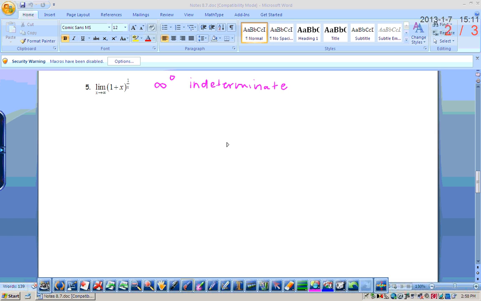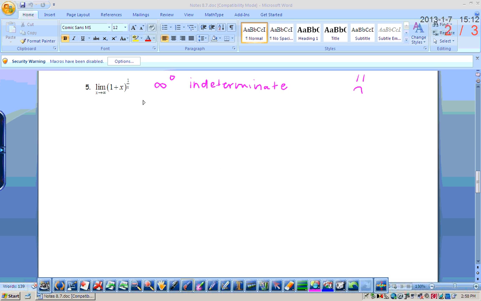In order to use L'Hopital's rule, you have to have your indeterminate form in the form of either 0 over 0 or infinity over infinity. So there's something else that we're going to have to do here. And we're going to go back to the frowny face problems that we talked about earlier in the year, and that's when you have to take the natural log of both sides.